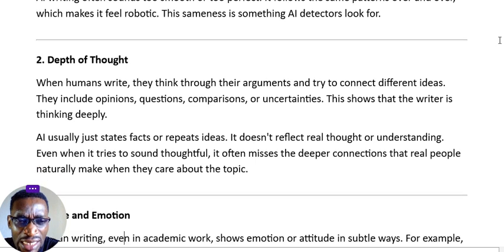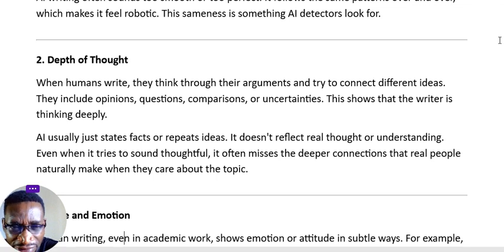You understand? Even when it tries to sound thoughtful, it often misses the deeper connection that real people naturally will make out of that topic. Even when AI looks as if it's thinking, when you look critically into it, you find out that the depth is missing. But humans, if you have experience on that angle, or if you have knowledge on that angle, you see the depth in which that human can go a whole long way to analyze his writing.